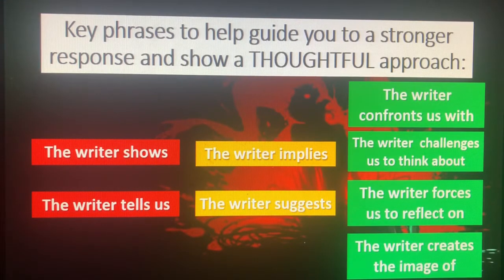The middle ones are slightly better. The writer implies or the writer suggests. But by far the strongest ones the exam board would be impressed by are the ones in green. Words like confronts us with, challenges us to think about, forces us to reflect on, or creates the image of, are really high-level sentence structures the exam board will be looking for and expect to find. Think about looking through your essay, your mock examples, and think how often you could have put these phrases in.